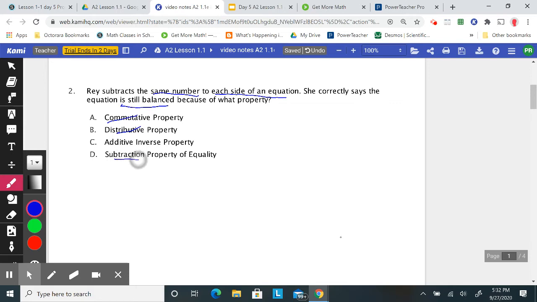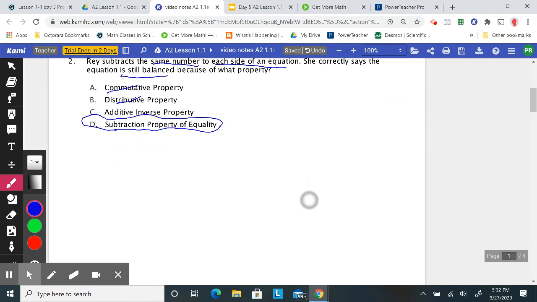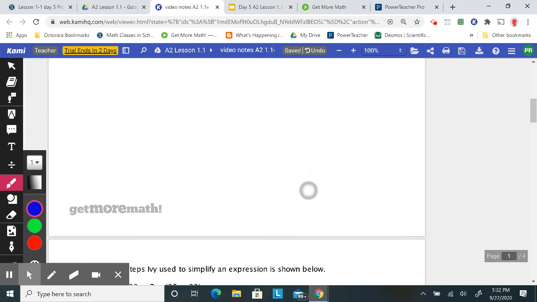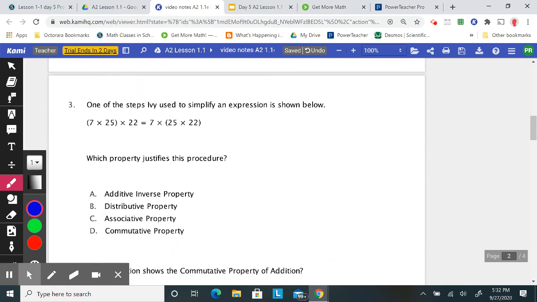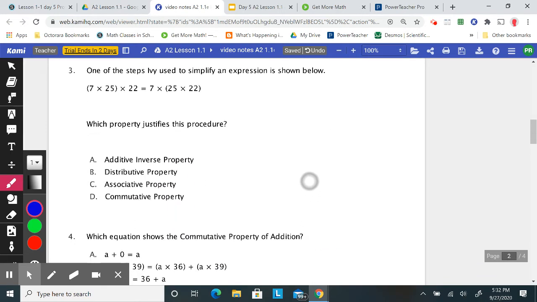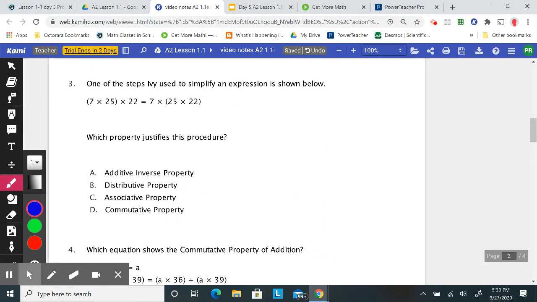So it must be the subtraction property of equality, which is something you should have learned back in 7th, 8th grade, and then in Algebra 1. There's also the addition property of equality. There's multiplication property of equality. And there's also the division property of equality. As long as you do the same thing to both sides of an equation, it'll be balanced.